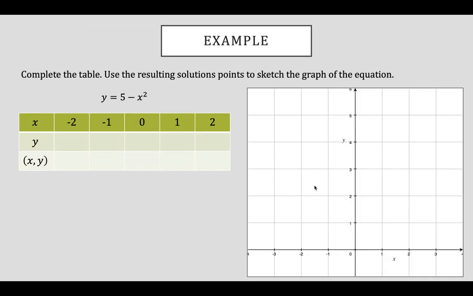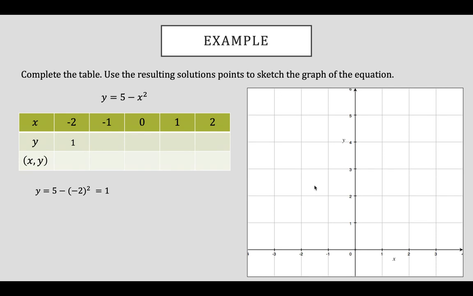So let's complete the table. Use the resulting solution points to sketch the graph of the equation. We have y equals 5 minus x squared, and we have several x coordinates that we are going to want to plug in. All right, let's start with x equals -2. If I plug in -2 for x, -2 squared is 4. 5 minus 4 is going to give me 1. We can fill in that part of the table.